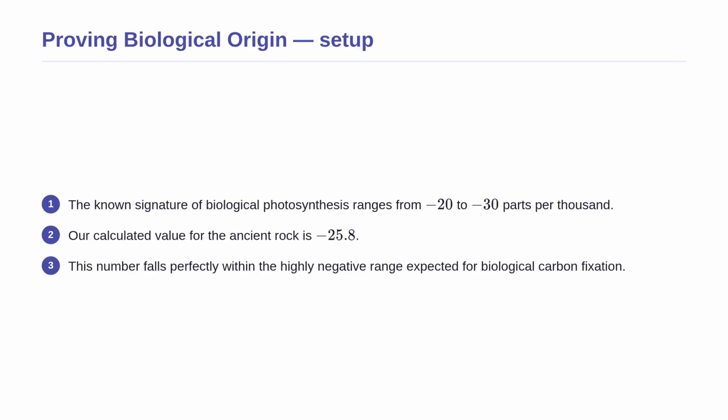Having calculated this isotopic signature, let us prove what it actually means for evolutionary biology. We know from modern observations that the signature of biological photosynthesis typically ranges from negative 20 to negative 30 parts per thousand. Our calculated value of negative 25.8 falls perfectly within this highly negative range. This mathematical proof bridges the gap between chemistry and biology. It establishes that the carbon in this rock was not just deposited by random geological processes, but was actively processed by living, metabolizing organisms.